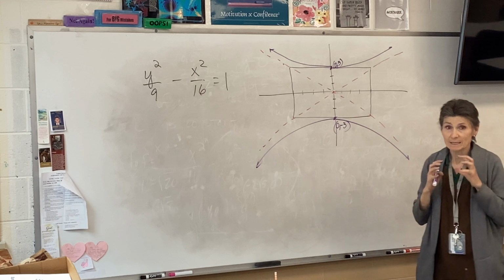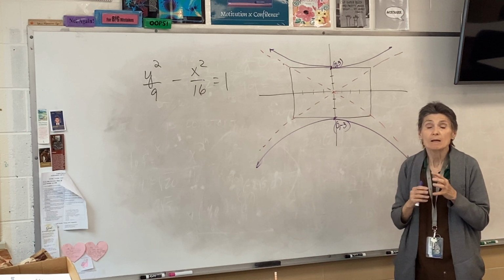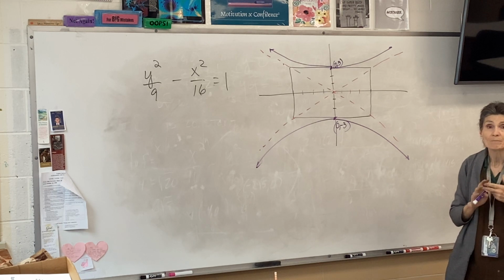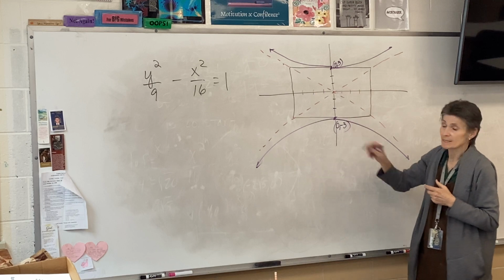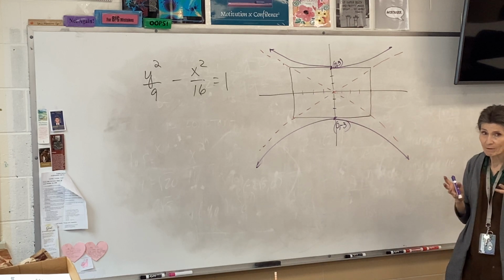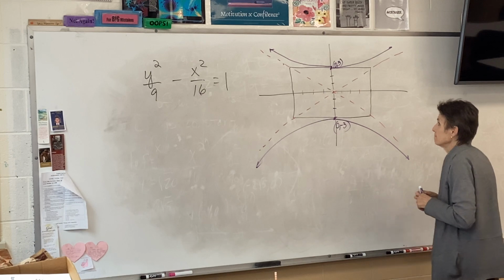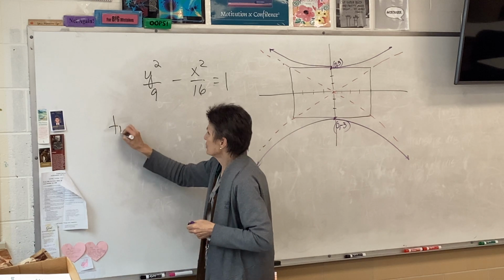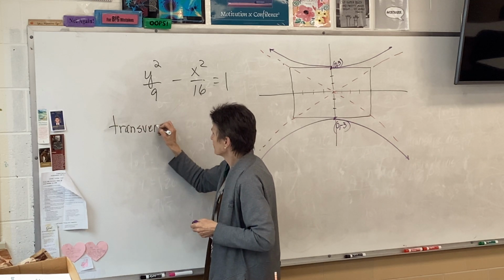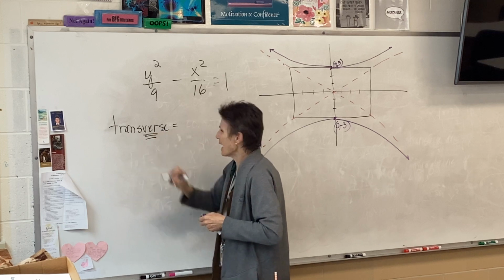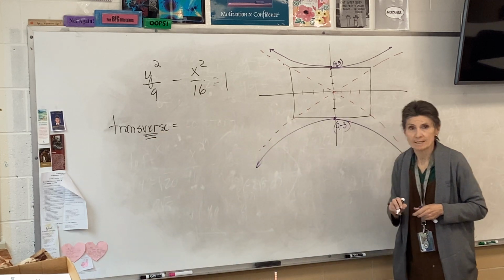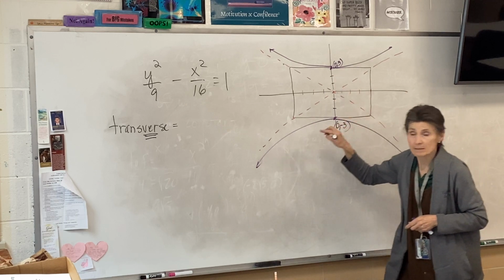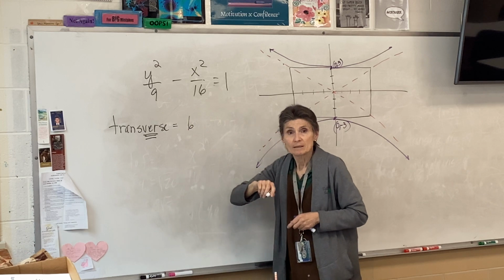So far, I've only really concretely answered 2 questions. My center is at the origin, 0, 0, and my vertices, there are 2 of them, are at 0, 3, and 0, negative 3. That's all I've answered so far. Okay, now remember, your transverse axis, just look at the word. Your transverse axis joins the vertices. So how long is that one right there? That is 6, because you went up 3 and down 3.